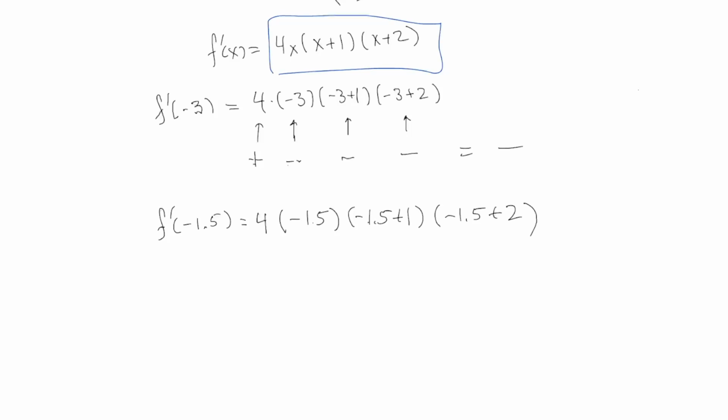All right? And then, what about the signs of each of those parts? I got 4 is positive. -1.5 is negative. -1.5 plus 1 is -0.5, which is still negative. -1.5 plus 2 is positive 0.5, which is positive. And so this whole thing is positive. It's 2 negatives in there. An even number of negatives makes it positive.